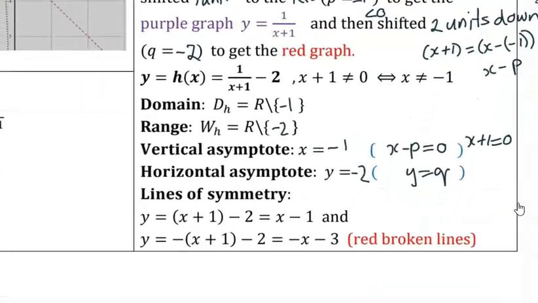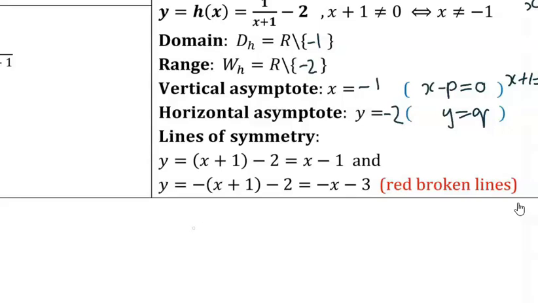My lines of symmetry: remember we had y equal to x and y equal to -x. So in the place of x, I will put what's below here, the x minus p. One time with a plus sign and one time with a negative sign. Plus and minus, and then I just add my q value, which is -2, and then I simplify it. So the lines of symmetry also shifted 1 unit to the left and 2 units down.